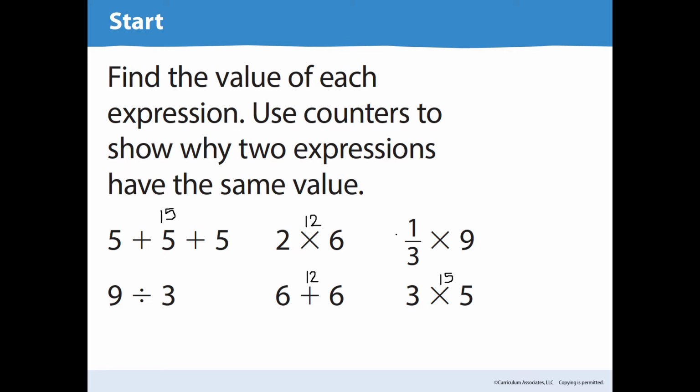Now the last one is 1/3 times 9. Another way of reading that is 1/3 of 9. That's saying how many thirds are in 9. So you can take 9 divided by 3 to find that answer. And so that would be 3. 1/3 of 9 is 3. 9 divided by 3 is 3.